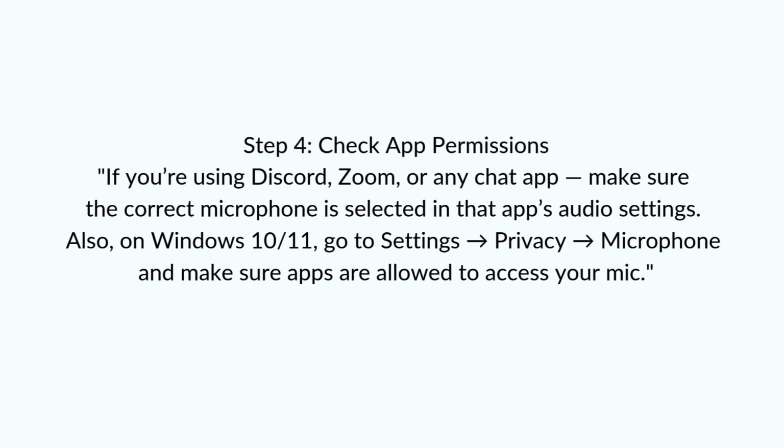Step 4. Check app permissions. If you're using Discord, Zoom, or any chat app, make sure the correct microphone is selected in that app's audio settings. Also on Windows 10-11, go to Settings, Privacy, Microphone, and make sure apps are allowed to access your mic.